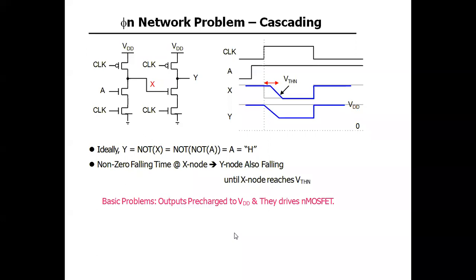That means you cannot cascade this PDN network directly to the next PDN network, and you cannot give the output of the previous PDN network to the next PDN network. This is the major issue faced by this PDN network. So charge sharing, cascading, clock feedthrough, and leakage current: these are the four major problems faced by this PDN network.